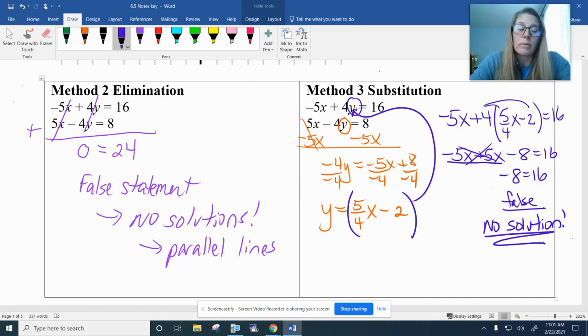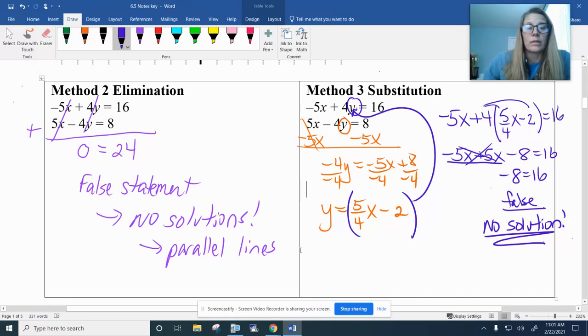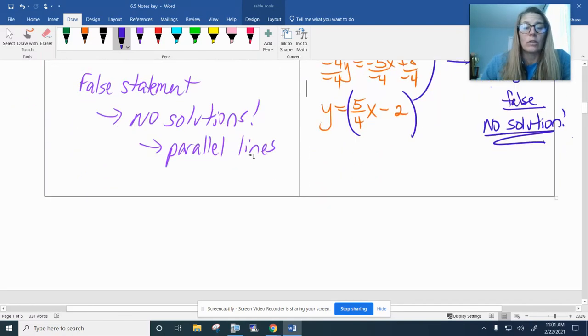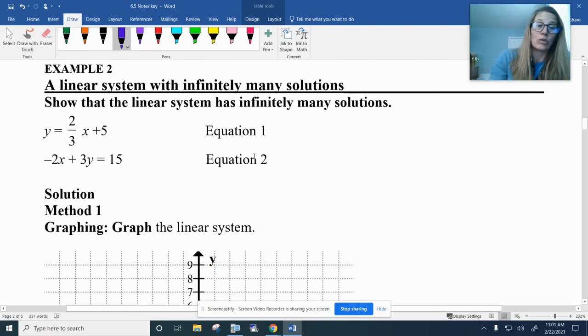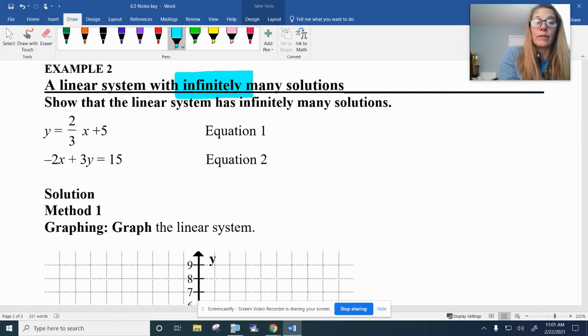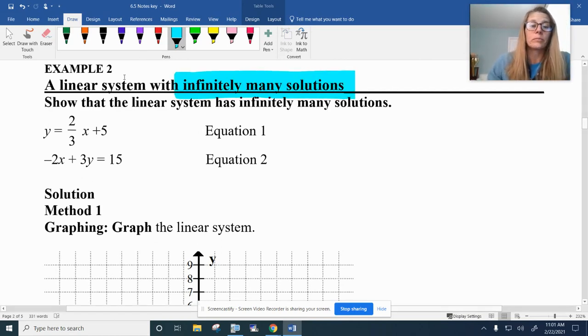So you can see all three methods were able to get you the information that you needed. However, some of them are going to be quicker or easier, shorter than others, and it's really going to be dependent on the problem. All right, so let's go on to the next page, and now we're going to look for examples where there are infinitely many solutions. That's going to look a little bit different than no solution.